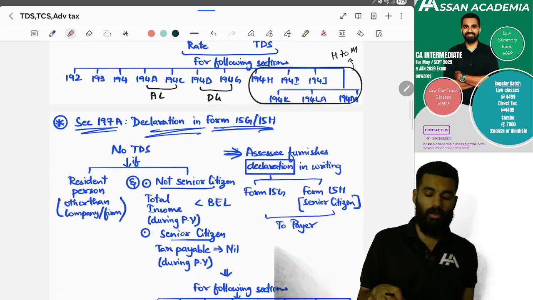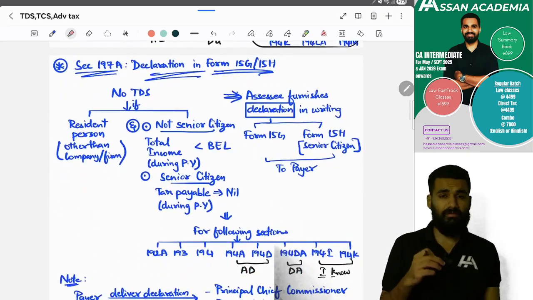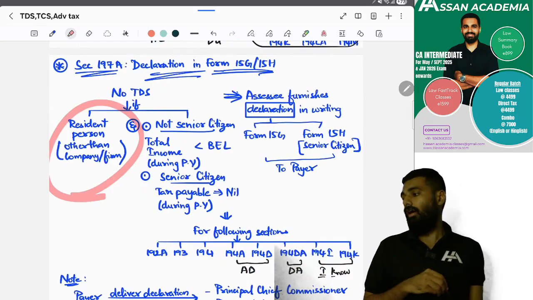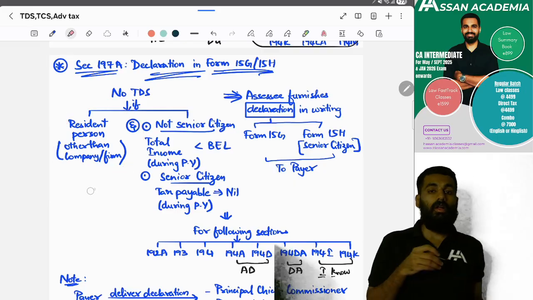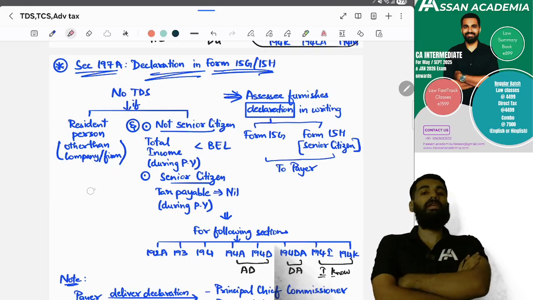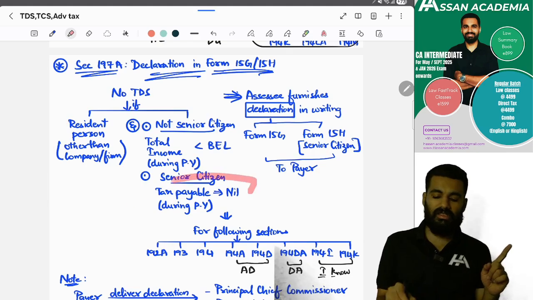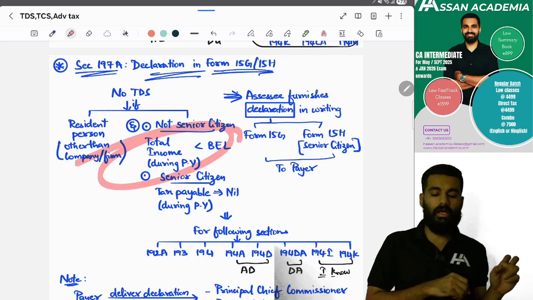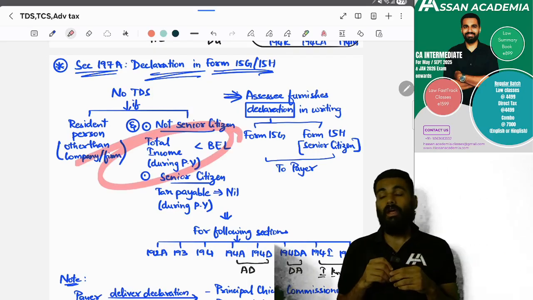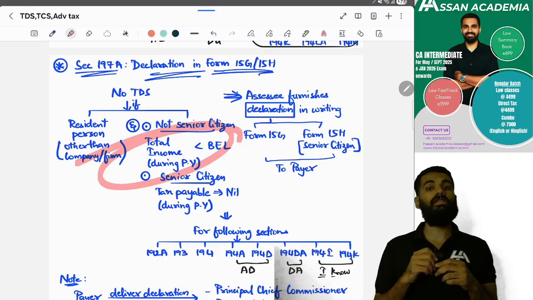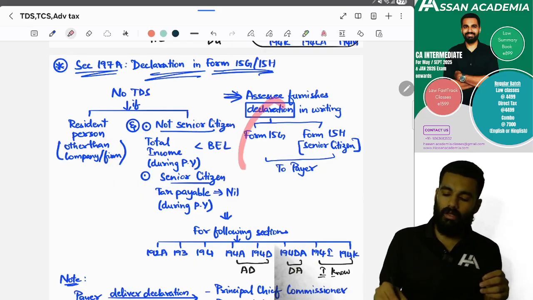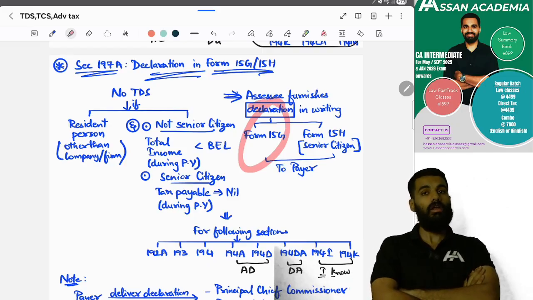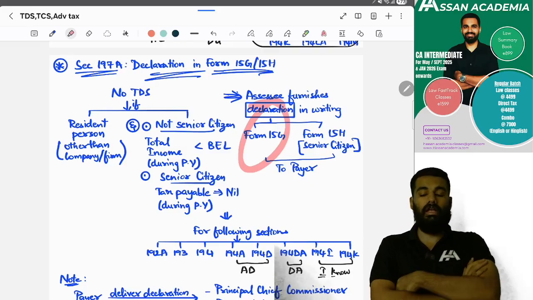194M. Next, there will be no TDS if the resident person, other than a company or firm, has total income less than the basic exemption limit. For a senior citizen, if the tax payable is nil, you have to see whether the total income during the previous year is less than the basic exemption limit. Then the assessee will give a declaration to the payer in form 15G that please don't deduct TDS.